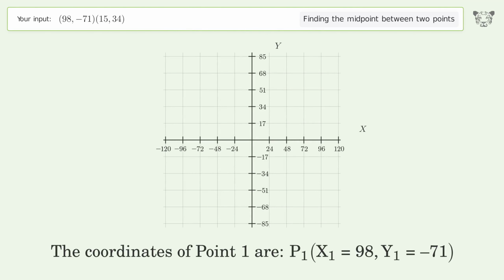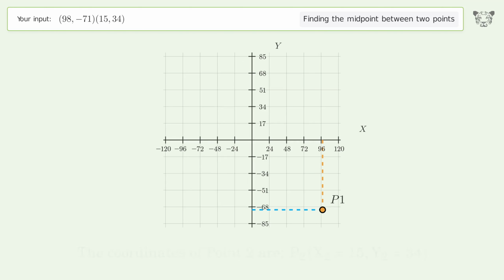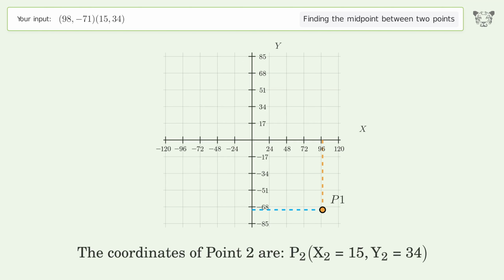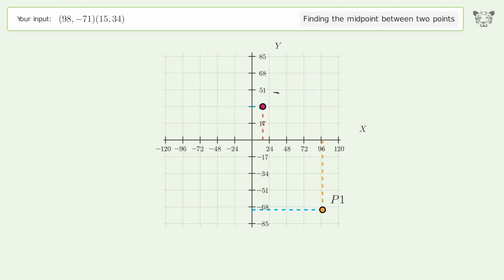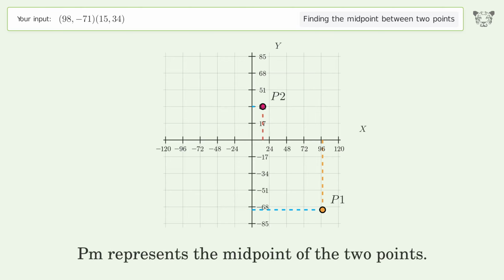The coordinates of point 1 are, x1 equals 98, y1 equals negative 71. The coordinates of point 2 are, x2 equals 15, y2 equals 34. PM represents the midpoint of the 2 points.